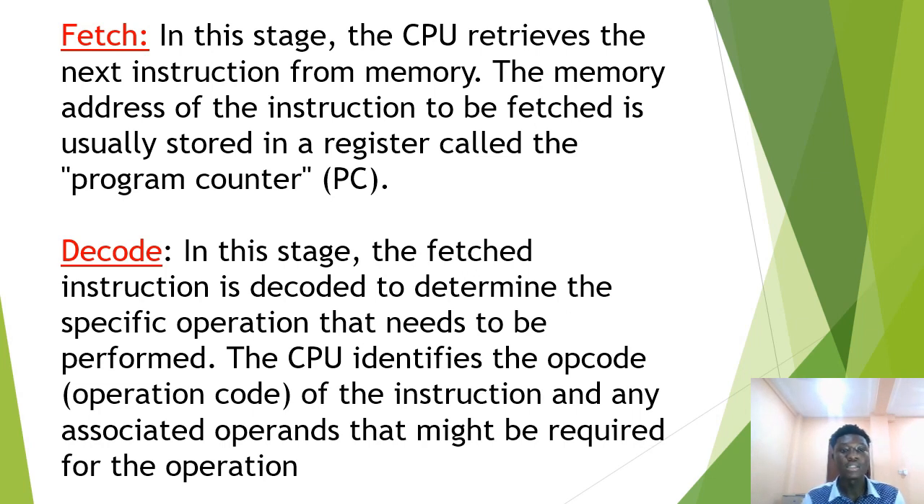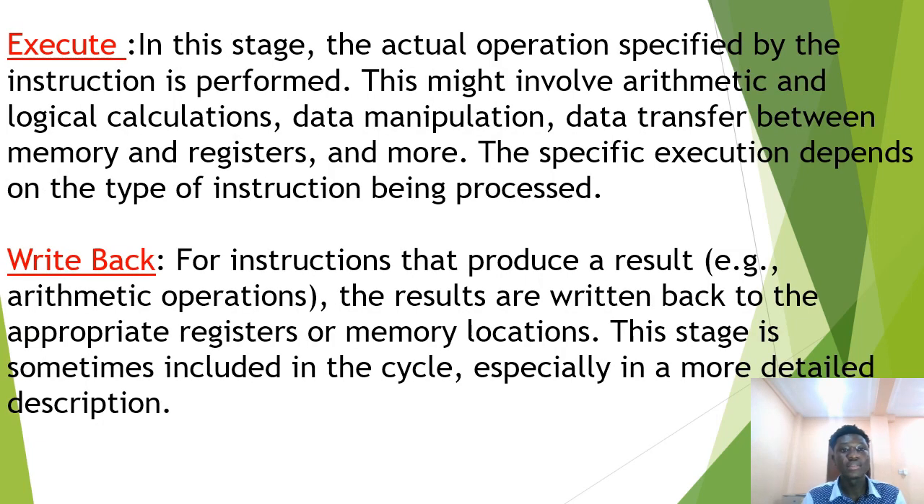Decode is the next stage in instruction cycle. In this stage, the fetched instruction is decoded to determine the specific operation that needs to be performed. The CPU identifies the opcode (operation code) of the instruction and any associated operands that might be required for this operation. Execute is the third stage in instruction cycle.